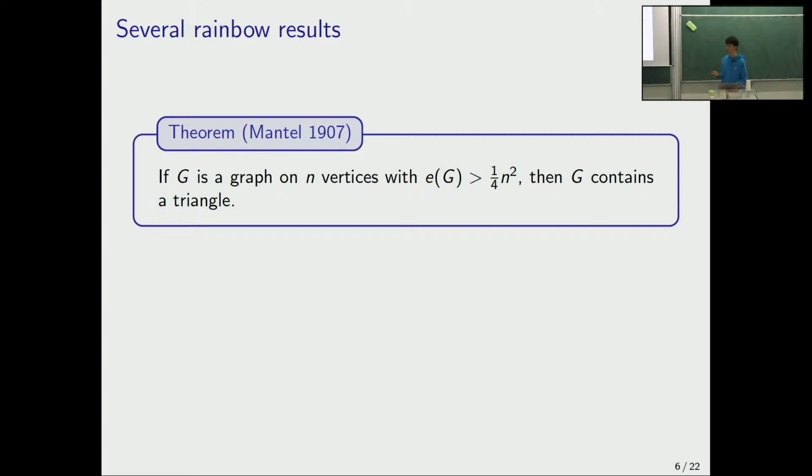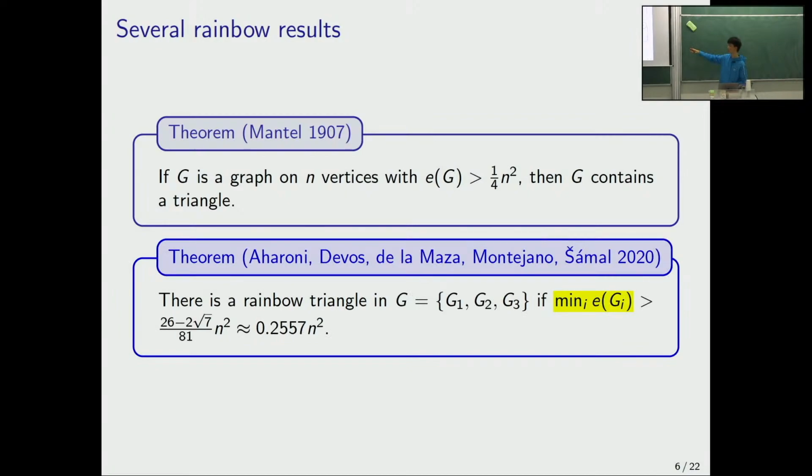The first one is the traditional Mantel theorem. It says that if the number of edges is greater than n squared over 4, then there should be at least one triangle. And this was generalized with the first condition. Here I emphasize the condition: we collect the number of edges of each color graph and take its minimum. And they show that if there are 3 colors, and if this variable is greater than that number, 0.2557 and so on, times n squared, then there should be at least one rainbow triangle. And you can see that the coefficient is neither 1/4 nor a rational number, but they also show that this is tight.